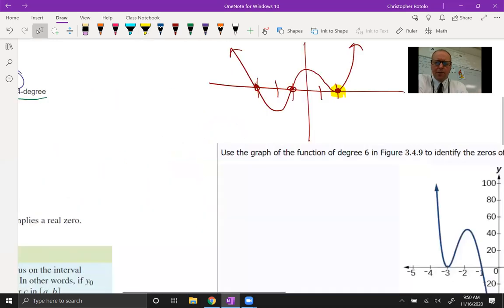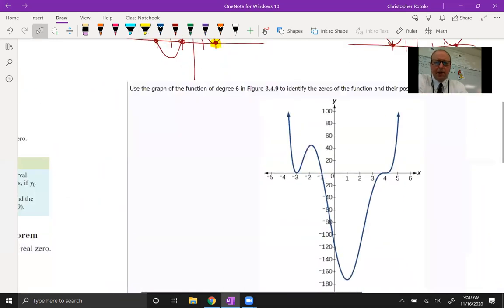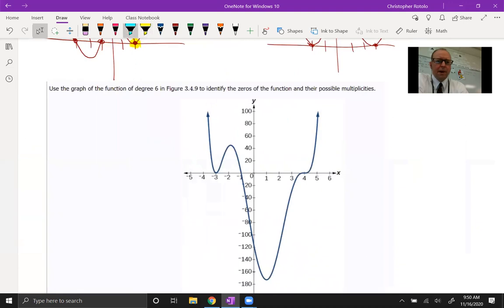There was one over here, and we're trying to identify the zeros. This is working a little bit backwards. So when I take a look at these, I'm looking for anything where it just touches and turns around. So that means this has to be x equals -3 and -3. I'm going to get x equals -1, and we're going to get x equals 4.